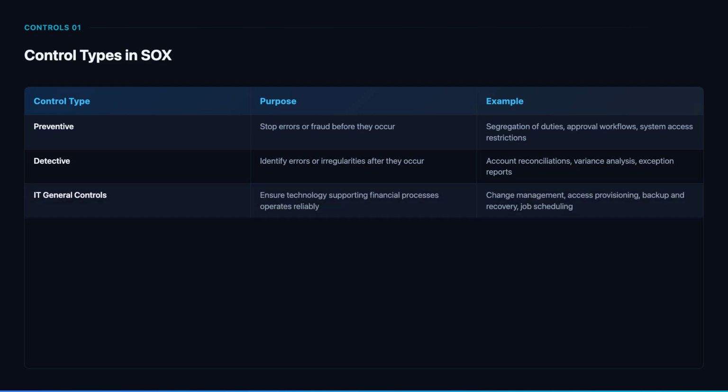IT general controls ensure the technology infrastructure supporting financial processes operates reliably. These include change management for financial systems, access provisioning and deprovisioning, backup and recovery procedures, and job scheduling for automated financial processes. Entity-level controls set the governance tone for the entire organization. These include the Code of Conduct, Whistleblower Program, board and audit committee oversight, and the enterprise risk management policy. Strong entity-level controls can reduce the testing burden on process-level controls.